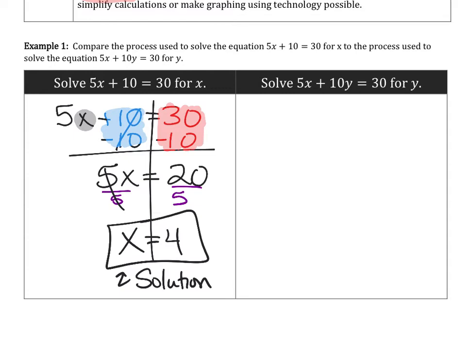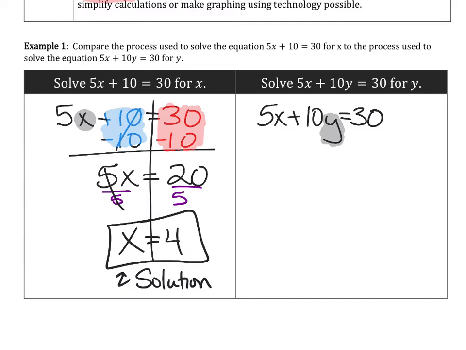But if you notice, the other side of this says solve 5x plus 10y equal to 30 for y. So let's write this equation down. 5x plus 10y equal to 30. We want to solve it for which variable? Y. Okay.